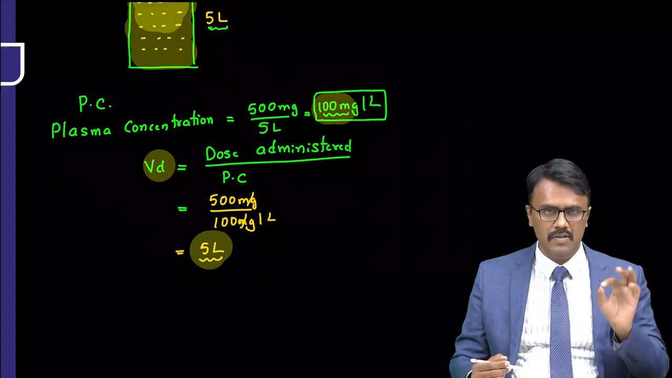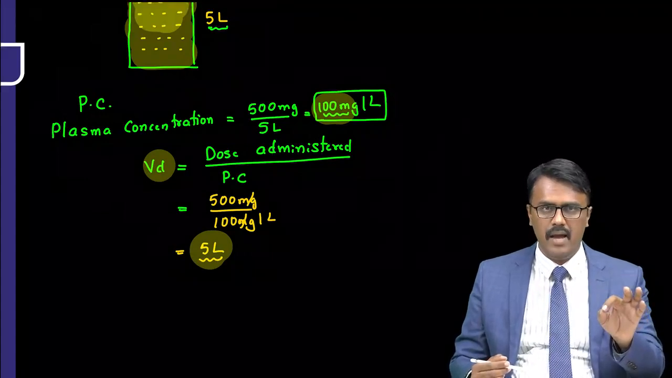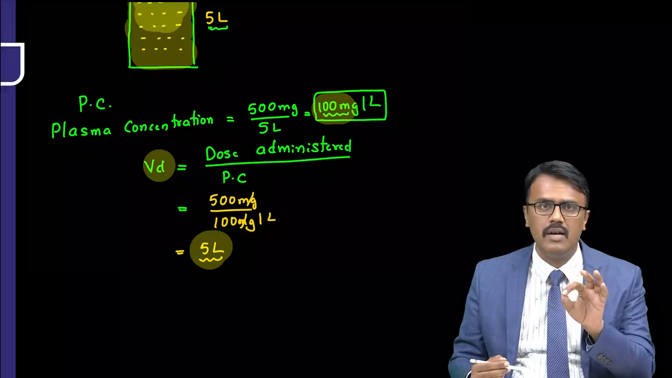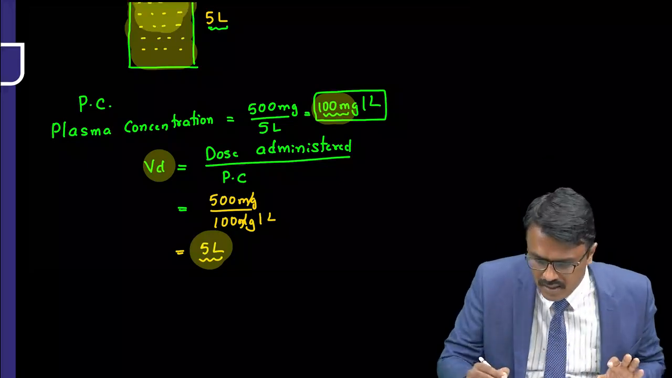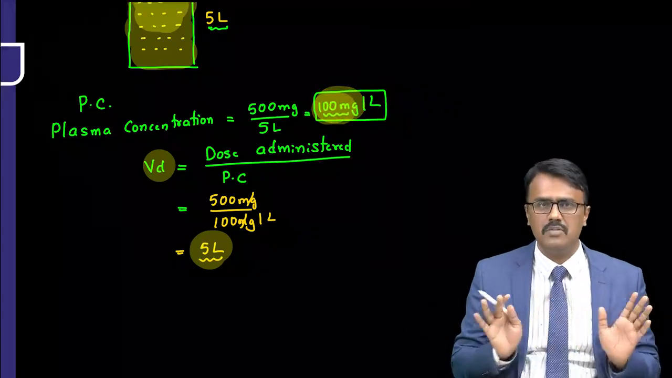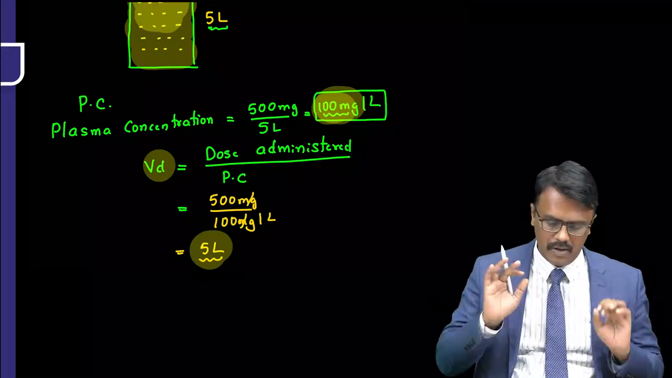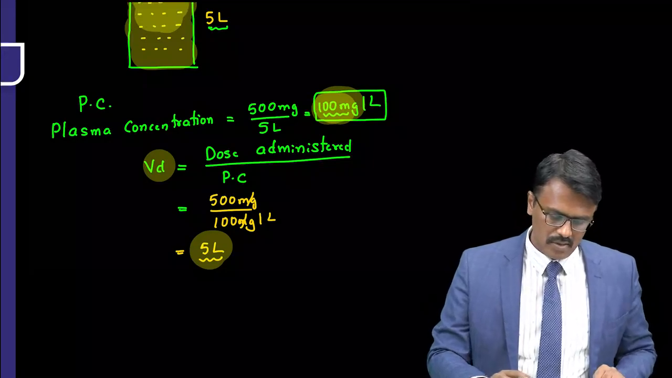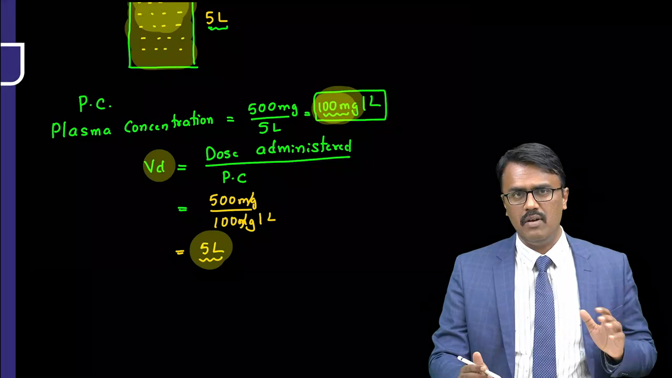I'll repeat again. If I give the drug to the person and it is distributed in a fluid or a volume, how much volume is required to accommodate the drug at this level, that is 100 milligram per liter everywhere? That is the volume of distribution in simple words. Okay. But what we understood, in a real life situation, will not happen.